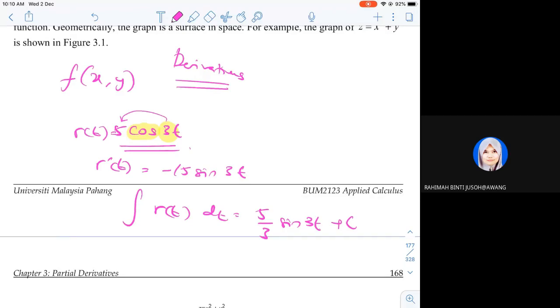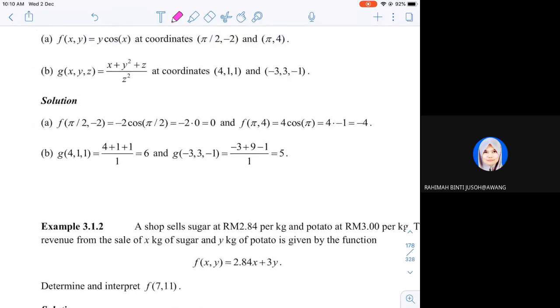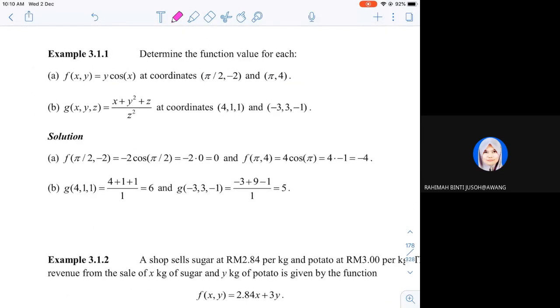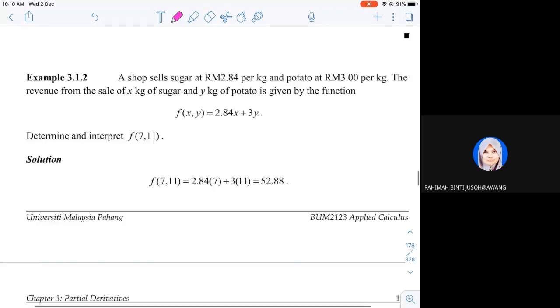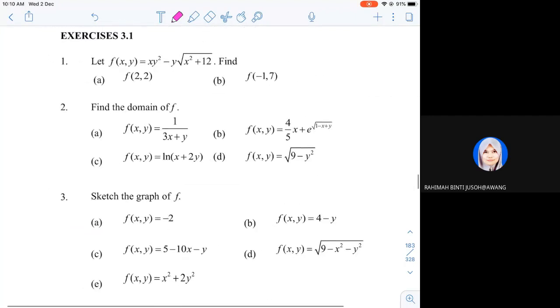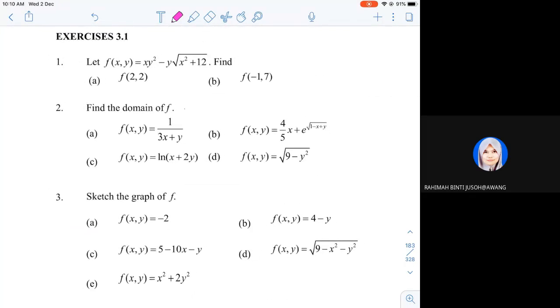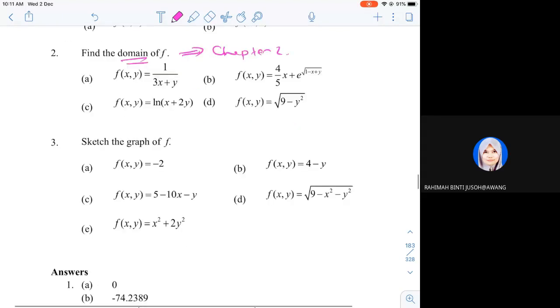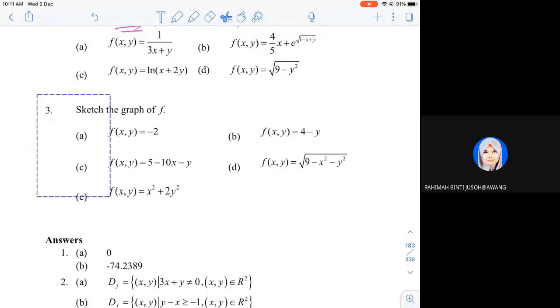Now for this chapter, it is a very brief introduction. You just need to know the variables x and y, and if you have the values, this is your x and this is your y. You just need to substitute all the values, if you refer to the module. Now let's take a look at the exercises. Domain is the same thing as in chapter 2. I'm not going to explain this again because finding the domain is very similar. Now let us do question number 3, sketching all these graphs.